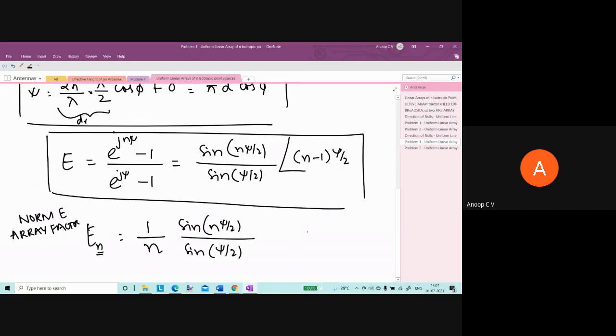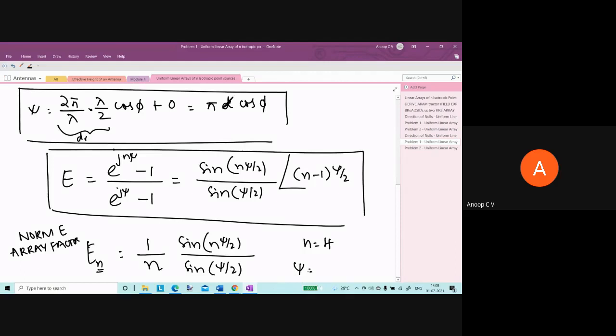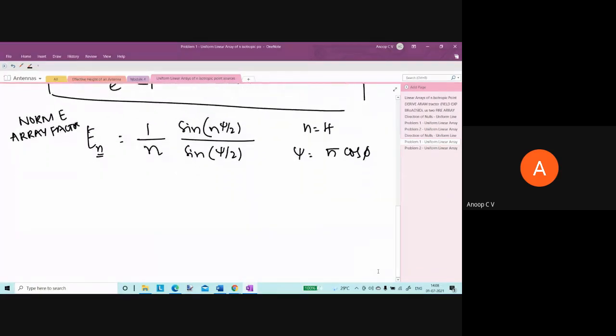So in our case, n is equal to 4, and ψ we just found: d was not there, sorry, d is λ/2. So ψ is equal to π cos φ. Now I can go ahead and write the normalized field expression for this broadside case.